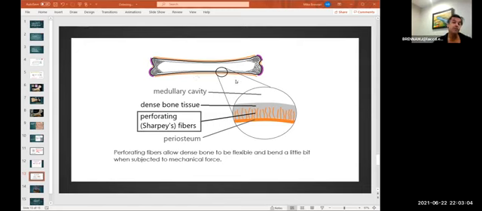Anyway, if you look up close and personal at the bone, you've got the medullary cavity here, dense bone tissue, and the dense collagenous connective tissue.